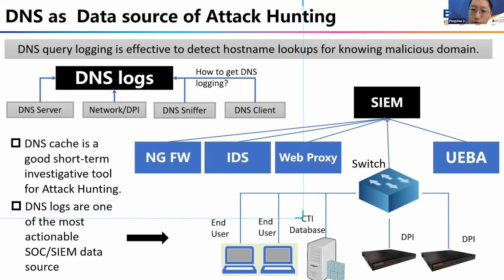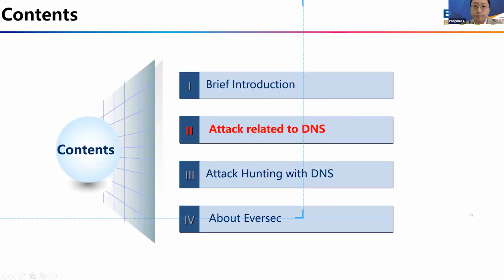DNS cache is a good short-term investigative tool for attack hunting. We can depict the process of gathering DNS and other information in the network topology graph, like I showed above. DPI is a powerful tool for DNS logging extraction. Different data is transferred into SIEM to help enhance attack hunting ability.